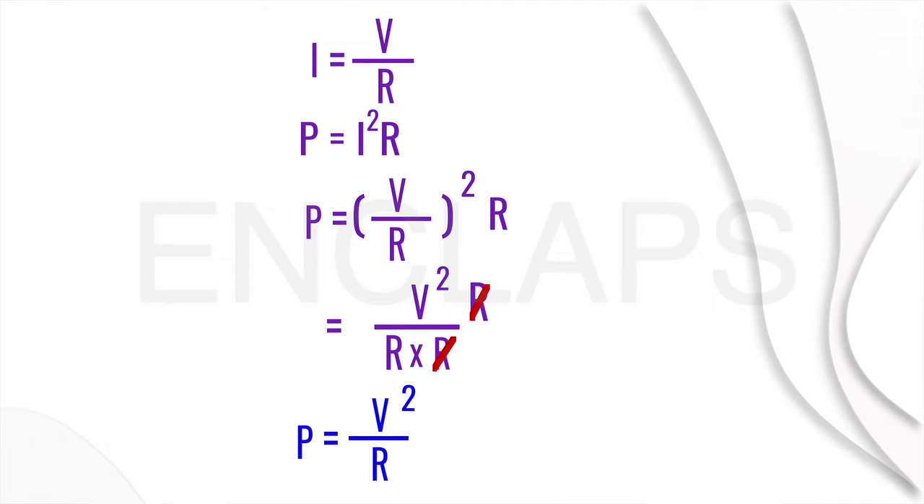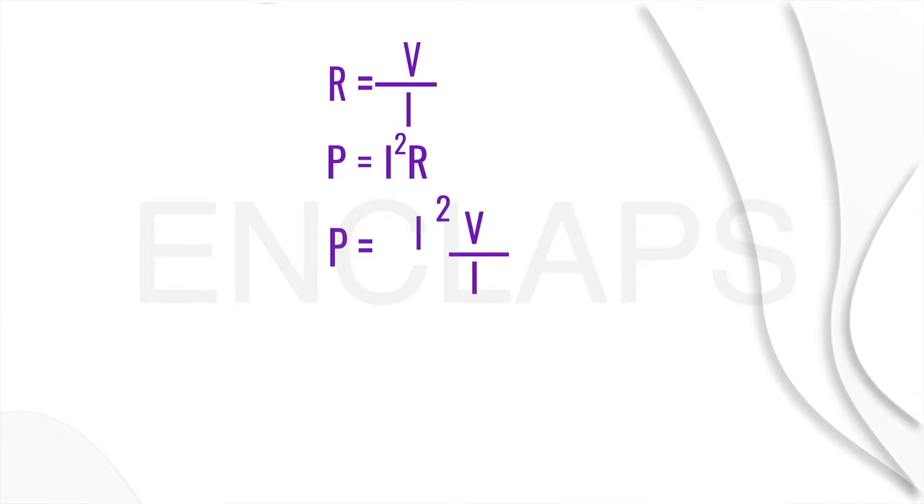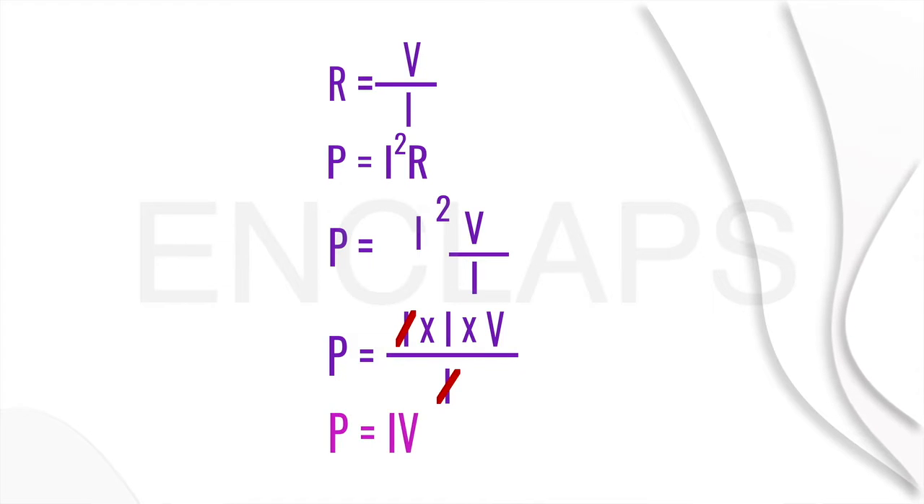Again, for the third equation, from Ohm's law, R is equal to V by I. The equation of power, P is equal to I square R. We replace the value of R in the above equation. So we get P is equal to I square into V by I. That is, P is equal to I into V the whole divided by I. From the numerator and denominator, the value of I gets cancelled. P is equal to IV. This is the third equation.